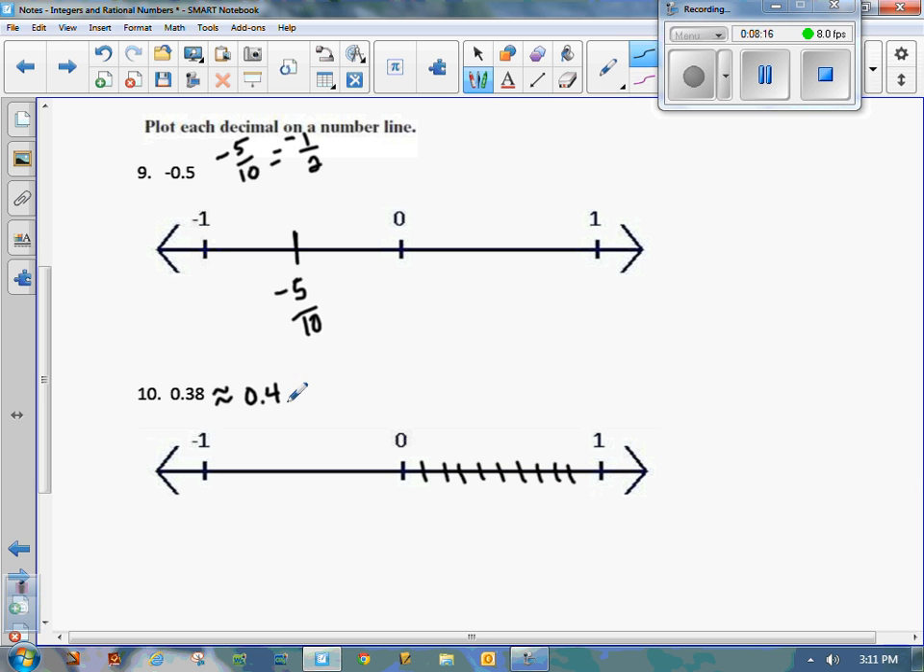And then go over 4. 1, 2, 3, 4. But my original was just less than 4. So then I'm going to come back just a little less than 4. And then this is where I'd mark 0.38, or 38/100.